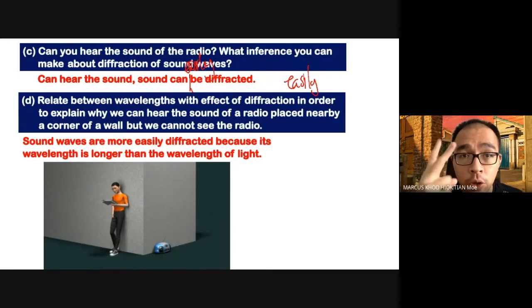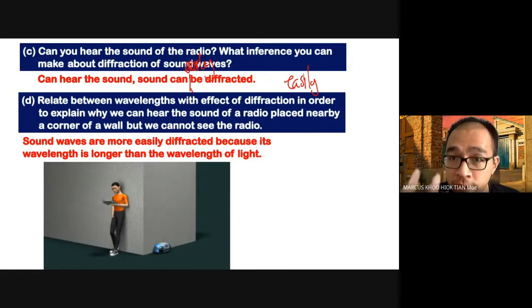Remember the two conditions for diffraction: small gap, small slit, or big wavelength. And in this case, we're not so concerned about the gap or the obstacle. We're more concerned about the wavelength. Compared to light waves, sound waves have a much bigger wavelength, and so it's much easier to diffract.